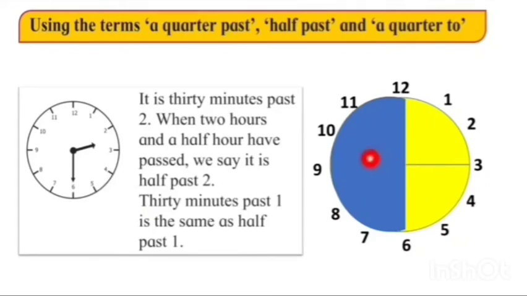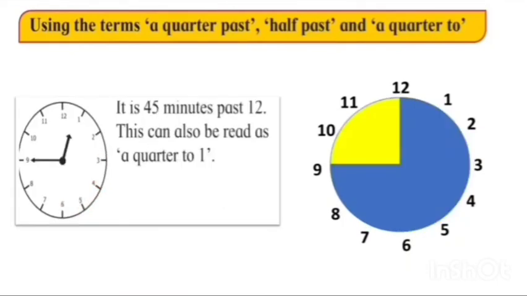Okay, when minute hand was on 3, that means it was quarter past. But when the minute hand is on 6, it becomes half past. Okay, children, so the time over here is half past 2, or it can be said 30 minutes past 2. Okay, children, you can see this part. From 12 to 6 is called half past. Now let's see a quarter to.